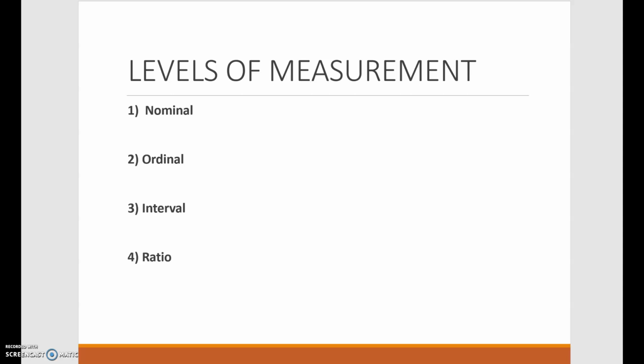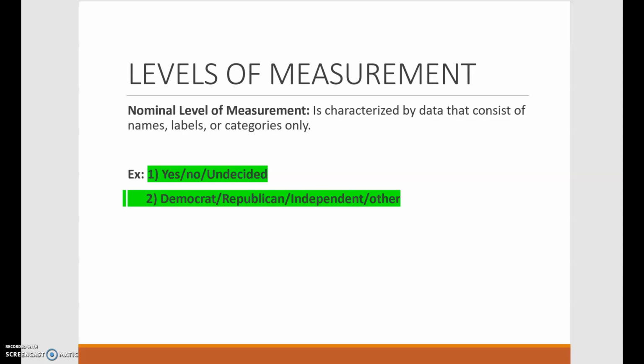Hi class, let's take a look at levels of measurement, and we're basically going to talk about 4 levels of measurement. This is how the researcher would be categorizing their data set. So the first level of measurement is what we call nominal.